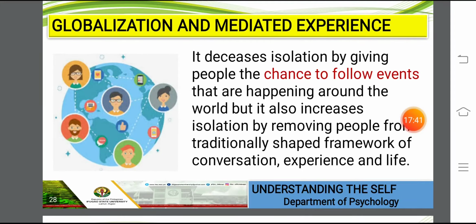Globalization and the mediated experience. It diminishes isolation by giving people the chance to follow events that are happening around the world, but it also increases isolation by removing people from traditionally shaped framework of conversation, experience, and life. A good example of this is our face-to-face class.